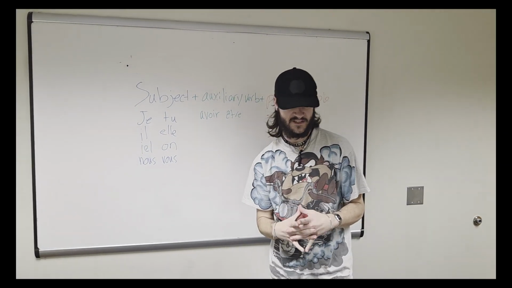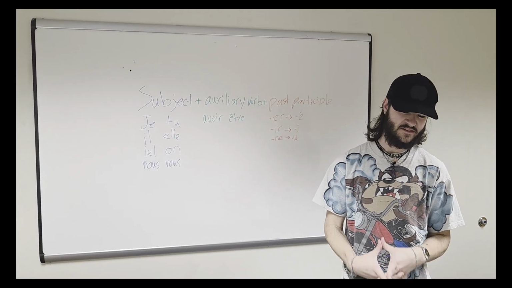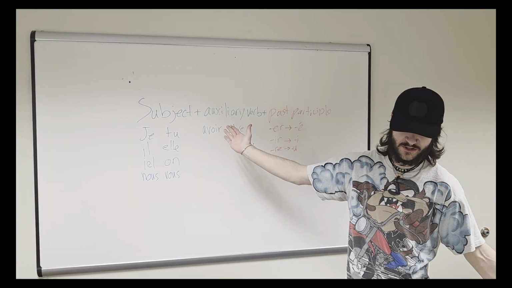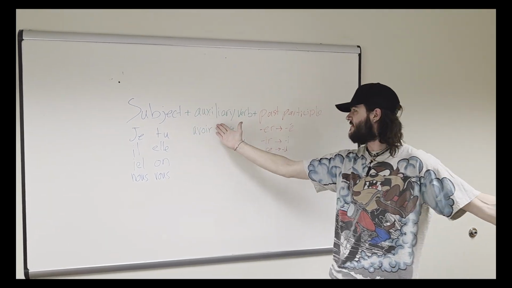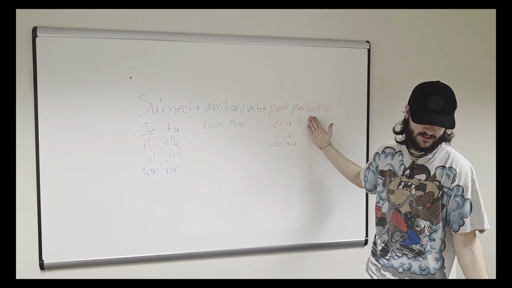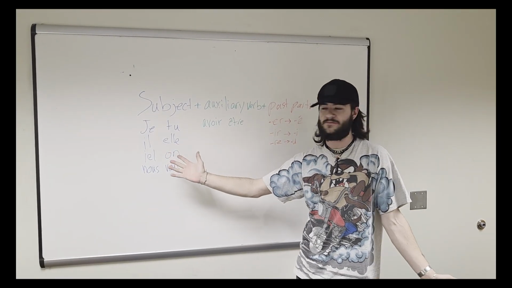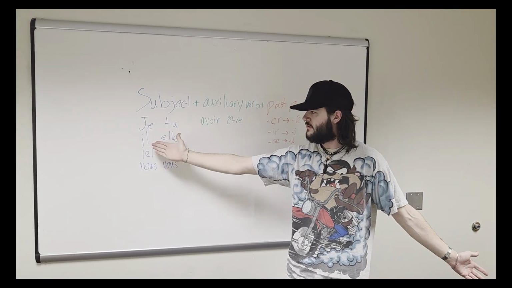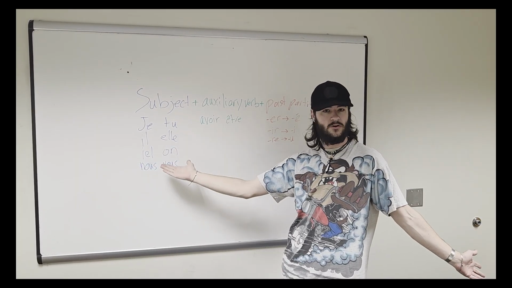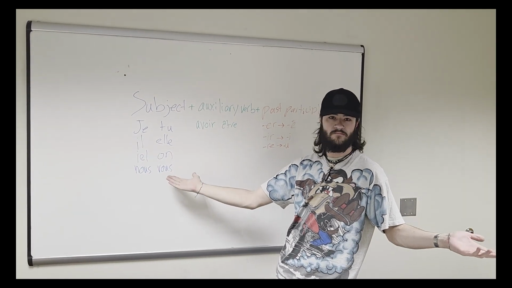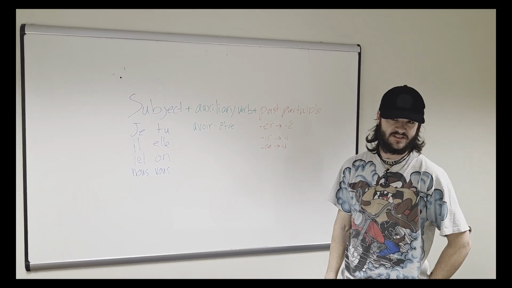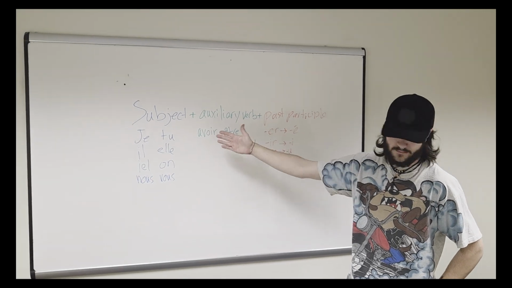So, for the passé composé, there are three things we need to know to make the basic structure. They are going to be the subject, the auxiliary verb, and the past participle. For subject, it's going to be all the subjects we already know. We've got je, tu, il, elle, on, nous, vous. And the second thing we need to know is going to be the auxiliary verb. It's either going to be avoir or être.